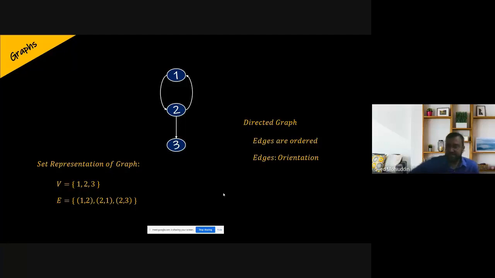When there is a direction to the edge, what this means is there is an edge from 1 to 2, as well as an edge from 2 to 1. The arrow of the edge represents the direction, which vertex the edge is going from and to which vertex. So from 1 to 2 there is an edge, from 2 to 1 there is an edge, and then from 2 to 3 there is an edge. So this is known as a directed graph, where edges have orientation.